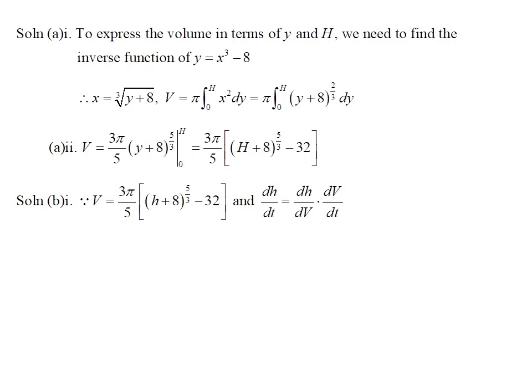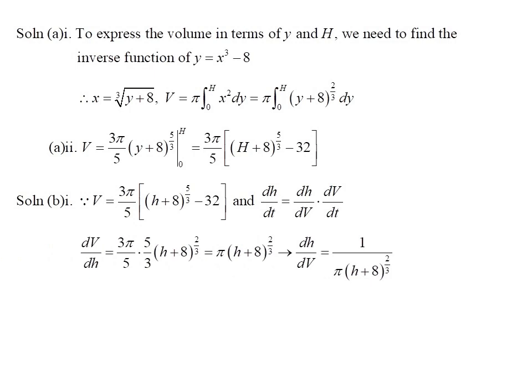Based on the expression derived from part A as well as dh/dt equals dh/dV multiplied by dV/dt, it follows that dV/dh equals 3π over 5 multiplied by 5 over 3 multiplied by (h + 8)^(2/3), which equals π multiplied by (h + 8)^(2/3). So dh/dV equals the reciprocal of the product of π and (h + 8)^(2/3). Hence, dh/dt equals −4√h over the product of π and (h + 8)^(2/3).